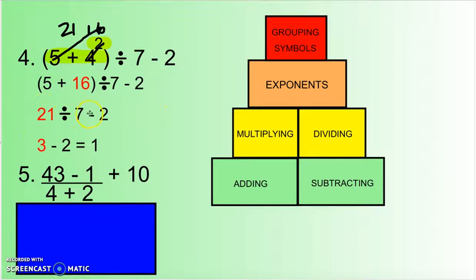Grouping symbols. No, there's no more grouping symbols. We got rid of them. So that one's done. Exponents. No. Done. Those were inside the grouping symbols already, so we're done. Multiplying or dividing? Yes, we have division. So we're going to do 21 divided by 7, which is 3. Okay, so done, because there's no other. Then lastly, adding or subtracting? Yes, there's subtraction, so 3 minus 2 and the answer is 1.